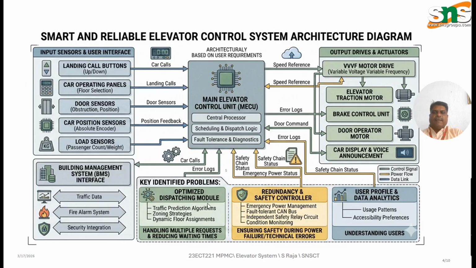And some key identifying problems are traffic prediction algorithm, zoning strategies, dynamic floor assignment, and if you want to provide a safety controller, it means emergency power management system, fault tolerant CAN bus, independent safety relay circuit, and condition monitoring. So if you are a student, you have to identify what inputs need to be given to the elevator, what outputs are derived from this elevator, and if any problem or emergency case is there, how can you solve that? That is very very important.